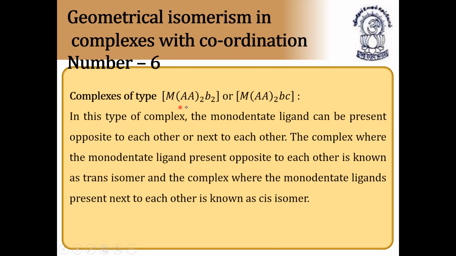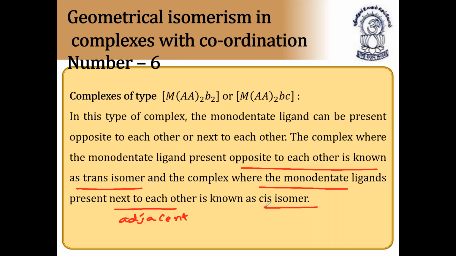Next, complexes of type MAA2B2 and MAA2BC. These are also octahedral. In this type of complex, the monodentate ligands can be present opposite to each other or next to each other. The complex where the monodentate ligands are opposite to each other is known as trans isomer. If the monodentate ligands are adjacent to each other, it is known as cis isomer. Very, very important. It's not so easy, so please listen carefully.